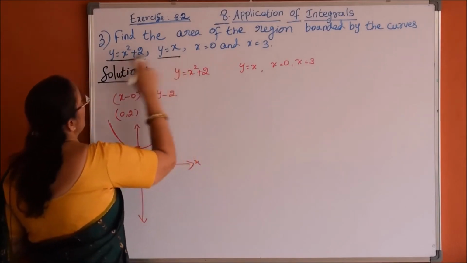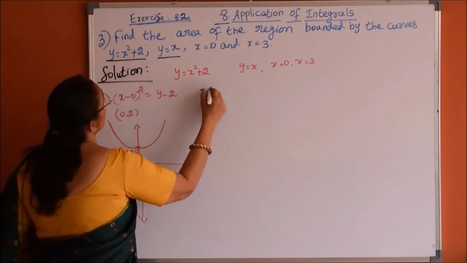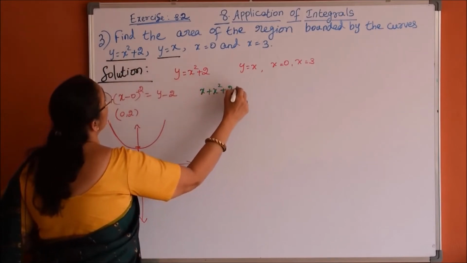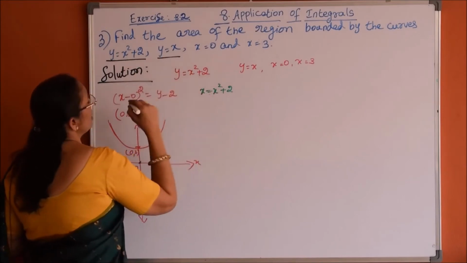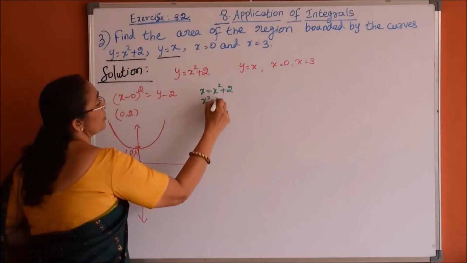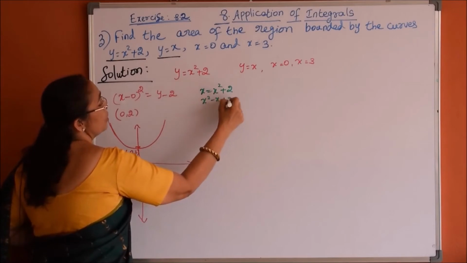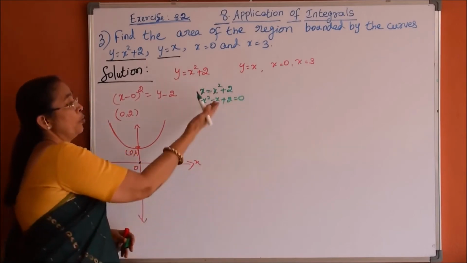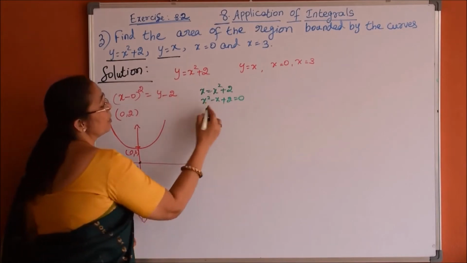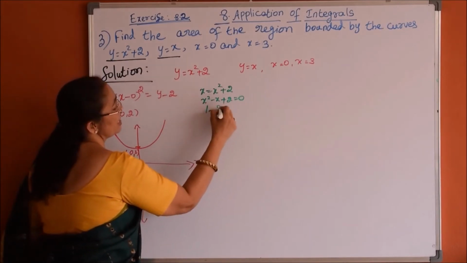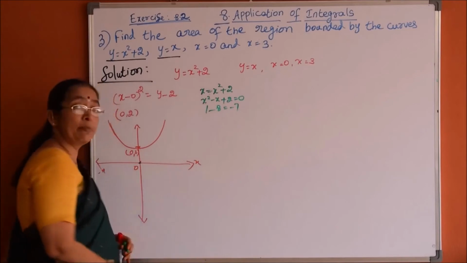So substitute y is equal to x here: x is equal to x square plus 2, so x square minus x plus 2 is equal to 0. For this quadratic equation, we will not get real roots. B square is 1, 4ac is 8. So 1 minus 8, minus 7.